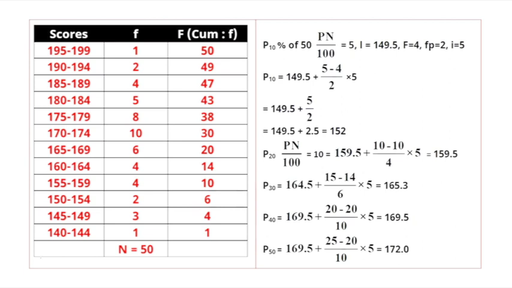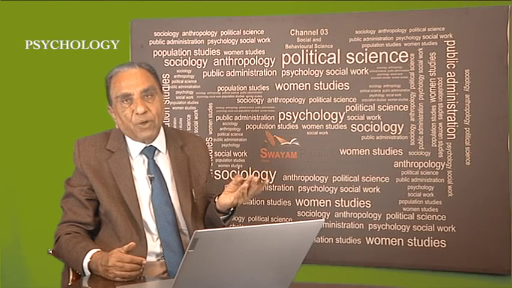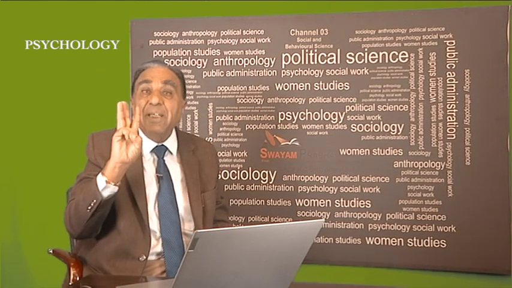Now, we want the actual frequency, and the actual frequency is 2, not the 6. So, f is the actual frequency 2, then into i, the size of the class interval, which is 5. You can count 140, 141, 142, 143, 144. So, how many scores? 5. Now, suppose it is 140 to 142, then what will be the value of i? 140, 141, 142, the value of i will be 3.